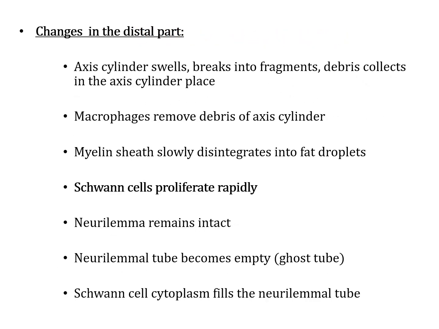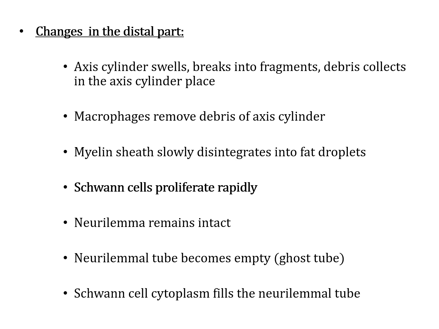So what are the changes happening in the distal part? Now let's discuss in detail. The axis cylinder swells, breaks into fragments, and debris collects in the axis cylinder place. Macrophages remove the debris of the axis cylinder. The myelin sheath slowly disintegrates into fat droplets. Schwann cells proliferate rapidly. Very, very important. Schwann cells are the first cells that support a nerve to grow.